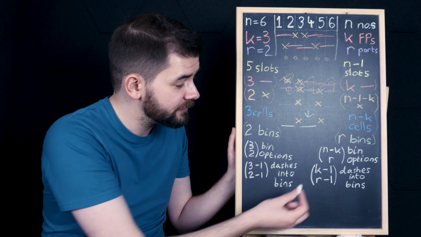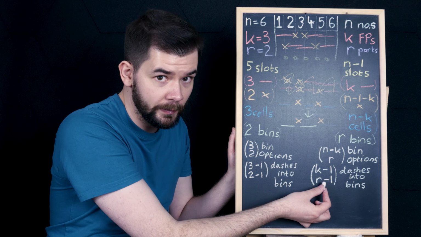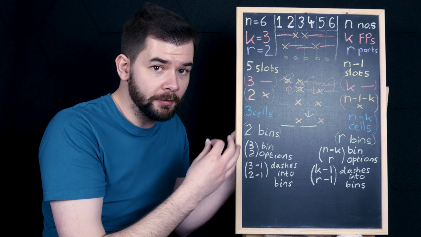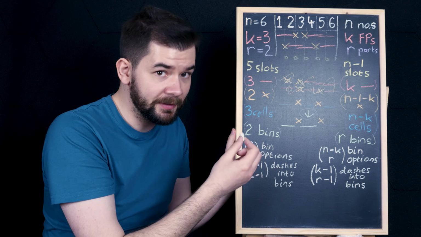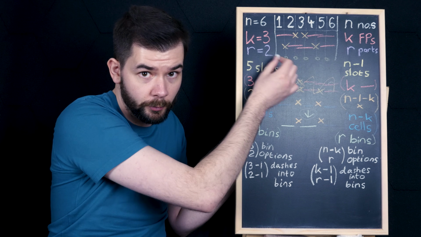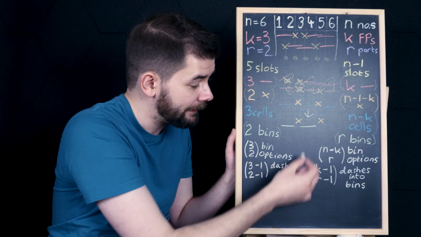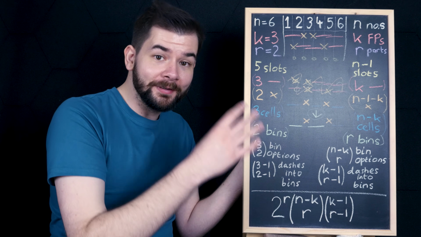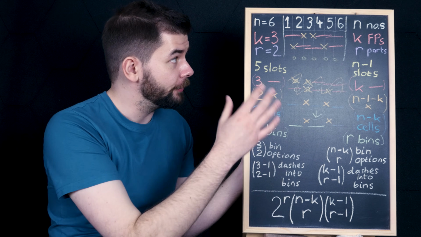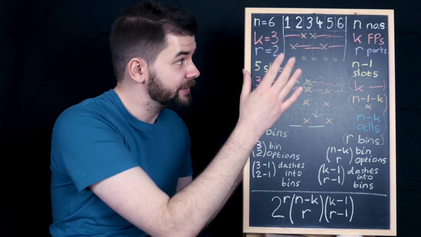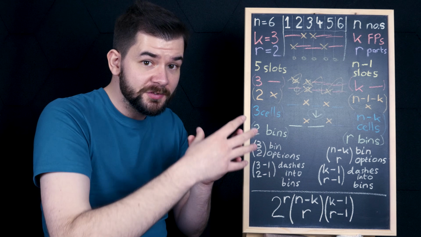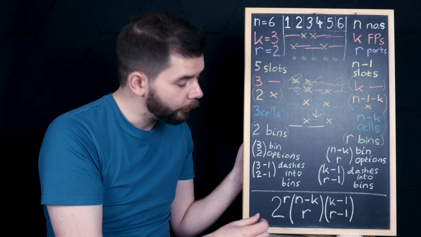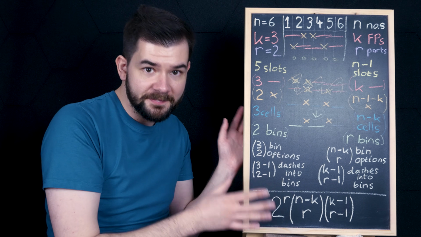In the general case, we will multiply these 2 together. But also remember that each part can be ordered or reversed. So we're going to be multiplying this by 2 to the power of 2, the number of parts. So in general, we will multiply these 2 together and then multiply by 2 to the power of r. So all in all, in general, the number of ways for a permutation on n distinct objects to contain at least k forbidden pairs split into r parts is this. And we're not done with this section yet, but this is the most challenging part.